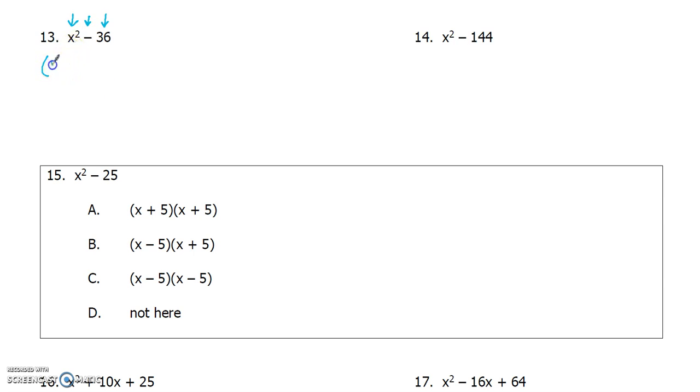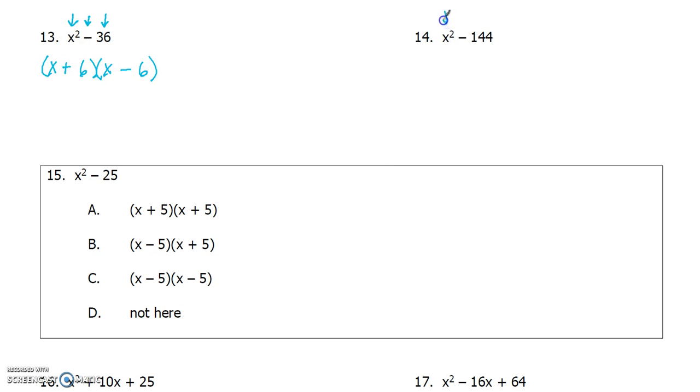So the square root of x squared is x. The square root of 36 is 6. So remember, I write that twice. One of these gets to be positive and the other one gets to be negative, because this is the difference of perfect squares. Okay, let's try the next one.